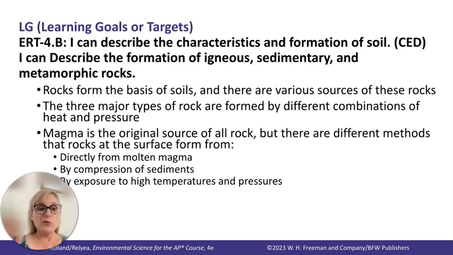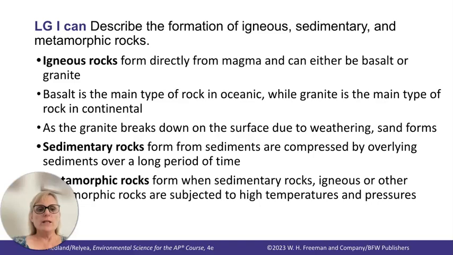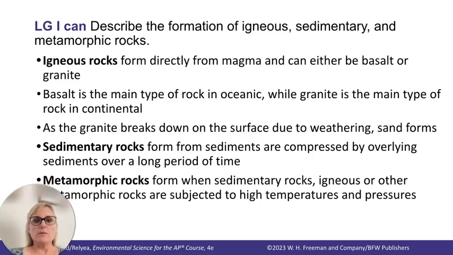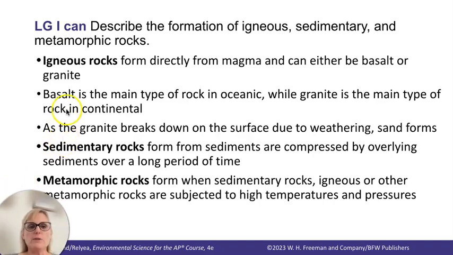And there's just a few real basic things to know about rock. First of all, the source of all rock is hardened magma. And so igneous rock is hardened magma. We have a couple of types that we learned about in the last topic. Basalt is the main type of oceanic crust, and granite is the main type in continental crust. And as these things break down through weathering, sand forms.